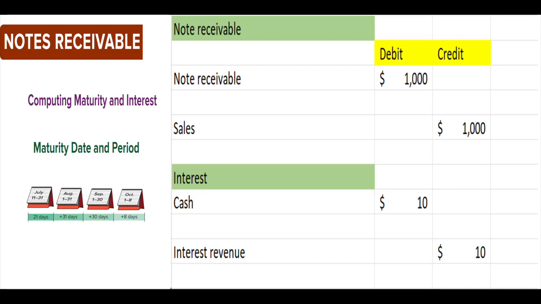Notes receivable. A note receivable is a promissory note in writing, where we will receive some amount from someone on a certain future date. A note receivable might be associated with interest. For example, Jane promises to pay $1,000 after 9 months with 1% interest per month. Initially, we debit note receivable for $1,000, then credit sales for $1,000. For the interest received the first month, we debit cash $10, then credit interest revenue $10.